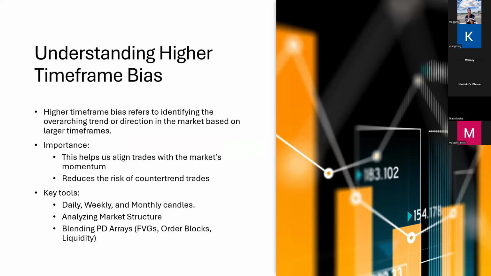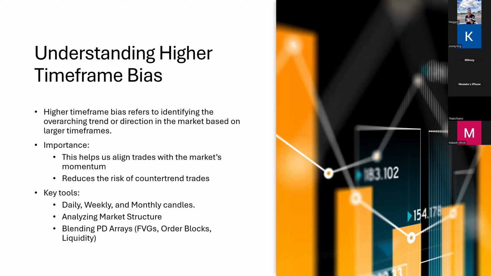Higher timeframe bias refers to identifying the overarching trend or direction in the market based on larger timeframes. So this is basically you going into the charts and trying to gauge where you think the market's going to go on that day. This is usually done on your daily time frame or your weekly, sometimes even the 4-hour. Now, this is important because it helps us align our trades with the market's momentum or the market's trend. This reduces the risk of counter trend trades. As you probably all know, the famous Forex saying, the trend is your friend.